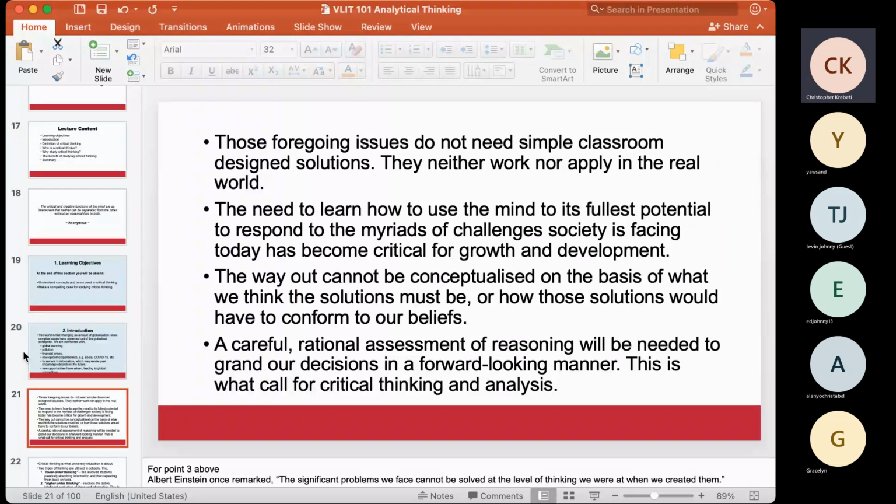Classroom lecture notes and so on, you cannot use them to address this issue. They cannot even apply. So there is the need to actually develop and use the mind to its fullest potential to respond to these myriads of challenges society is facing today. If we refuse to use our mind, we're going to have problems. Our society cannot grow, we cannot develop.